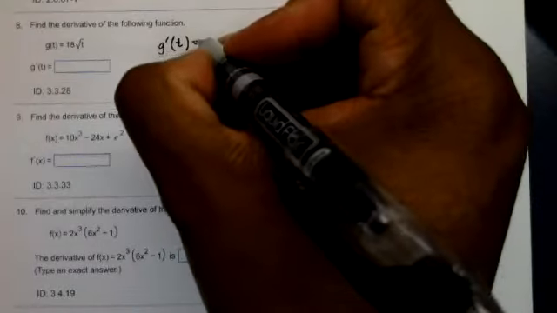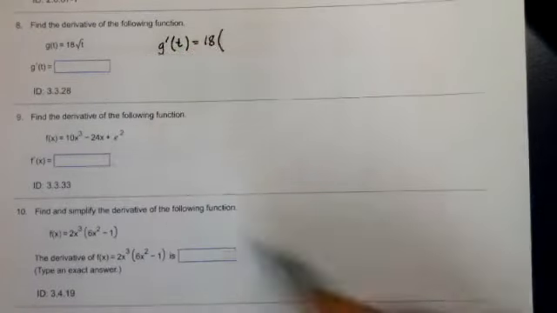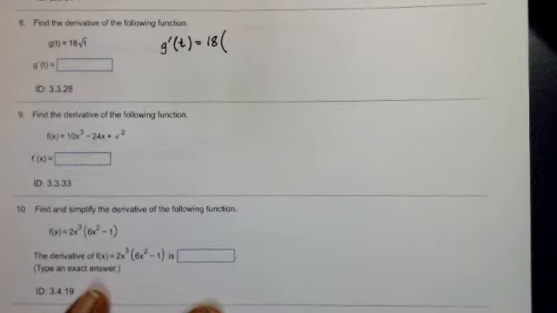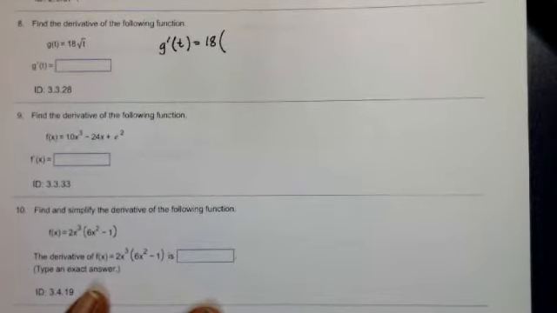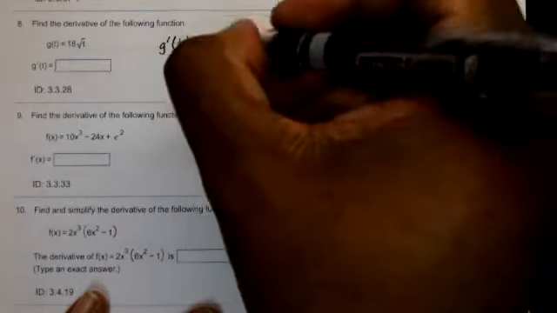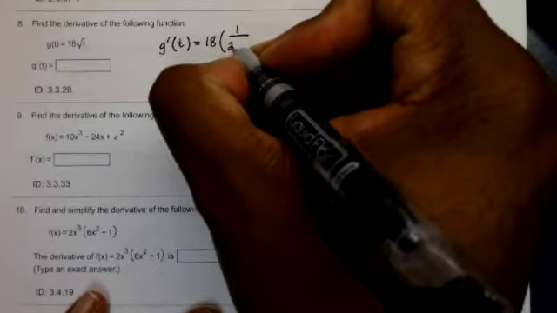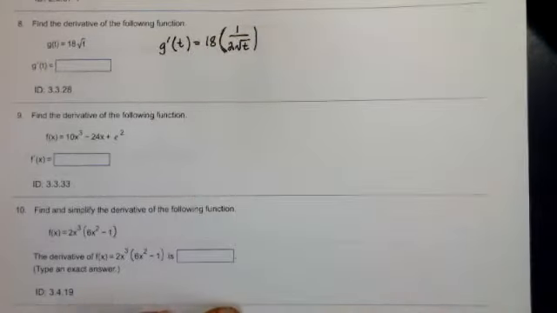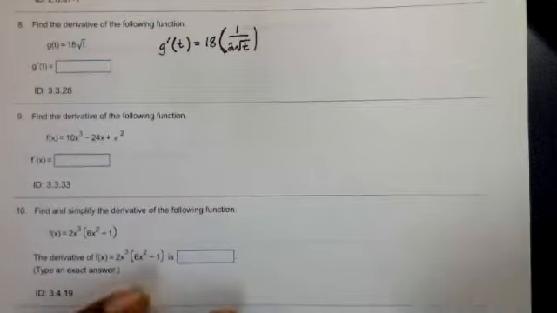Well, 18 is the constant. I can bring that over. Now, if you recall, the derivative of the square root of t, or even the square root of x, is going to be 1 over 2 times the square root of x. So the derivative of the square root of t is going to be 1 over 2 square root of t. That's just one of those derivatives where you just have to know what it is. I mean, you can write the square root of t as t to the 1/2 and apply the power rule for that.